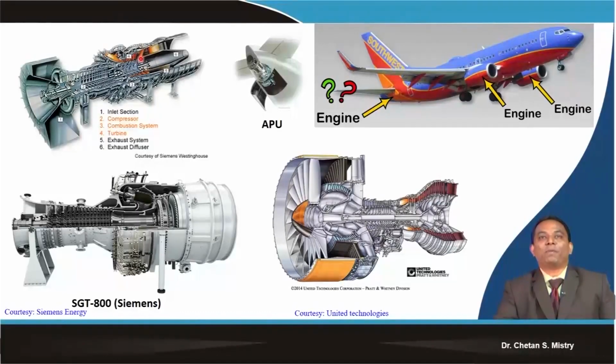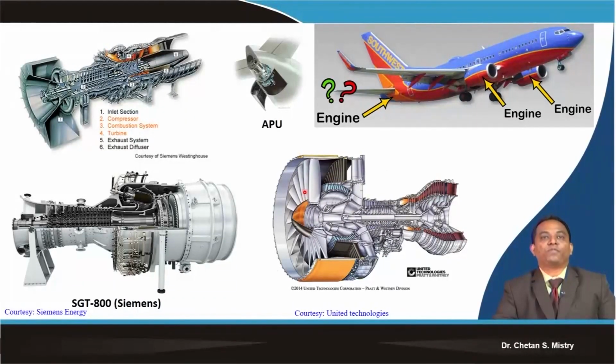The most promising application of the aero industry for gas turbines: if you look below the wing, we have engines. On the rear side also we have an engine. We are focusing mainly on the engines fitted below the wing. Downside, this is a cut section of a Pratt & Whitney high bypass ratio engine.